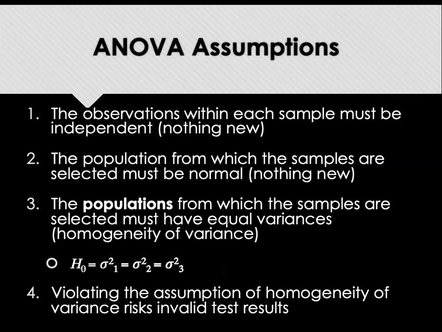We're not going to go into any more detail on that. There are some ways in which SPSS can help you assess or check for homogeneity of variance. And beyond the scope of this class, there are ways that SPSS can correct for violating this assumption. So if the variances are not equal, there are some ways around that. But again, way beyond the scope of this class.